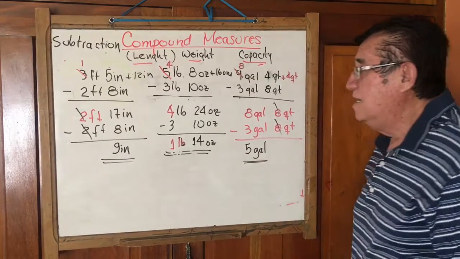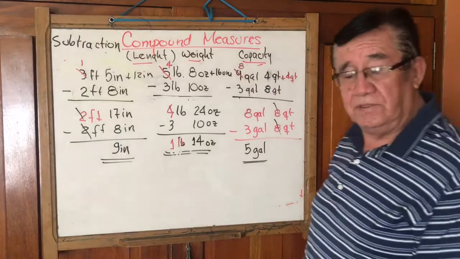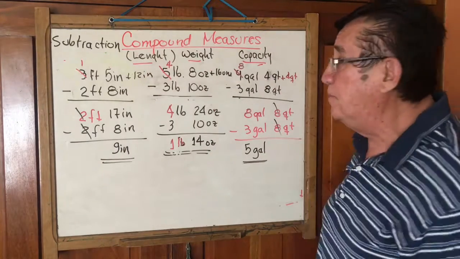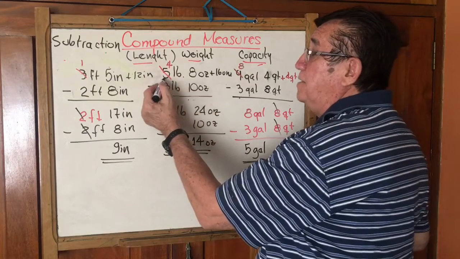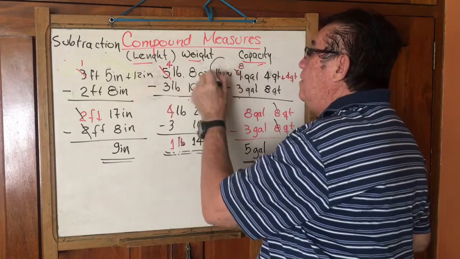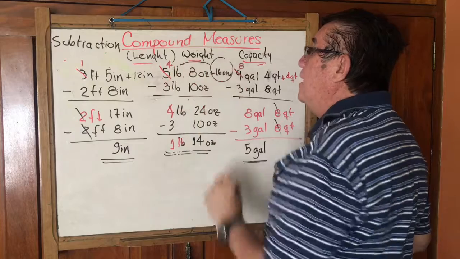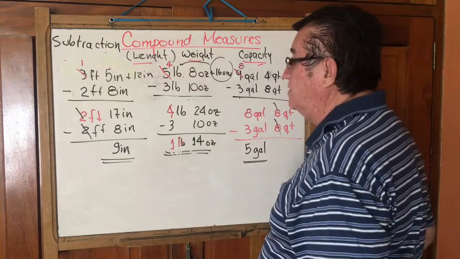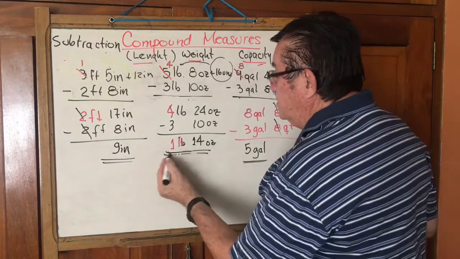Okay? This is the way you have to do addition and subtraction. But be careful. I forgot here that I borrowed 1 pound from here, and I forgot to subtract. Now the real answer is this one.